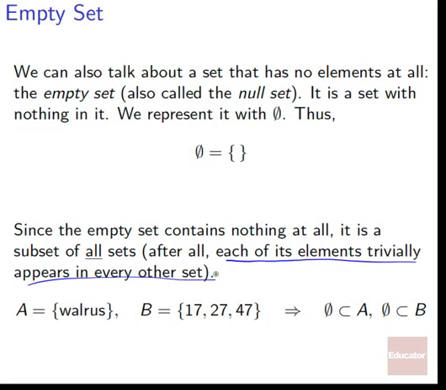The set A equals walrus must have the empty set inside of it, because that set has, in a corner, nothing, right? Everything has a little nothing inside of it. B, 17, 27, 47, exact same thing. It's going to also have the empty set inside of it. A and B don't really have any connection other than the fact that they both have empty sets inside of them, because any set at all, even the empty set itself, is going to contain the empty set. Because containing yourself is obvious, because it just means you already have yourself there.